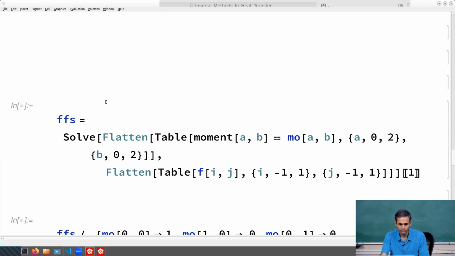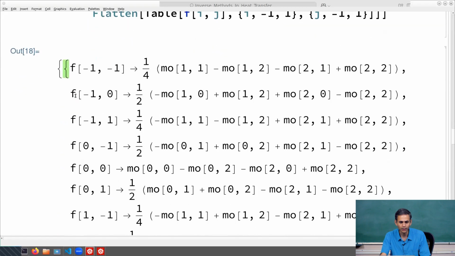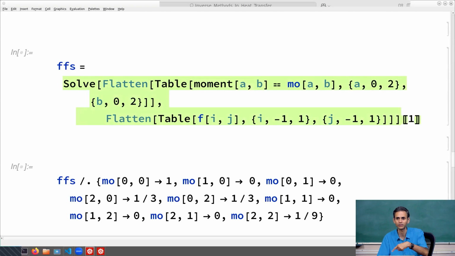So in order to do that, because again you see there are two curly braces here, we want to get rid of one of them so that it will be just a list instead of a list of a list, okay? So let me define this entire thing as ffs, that is the distribution functions, and we use this double square brackets 1 here to get rid of one of the dimensions, okay?